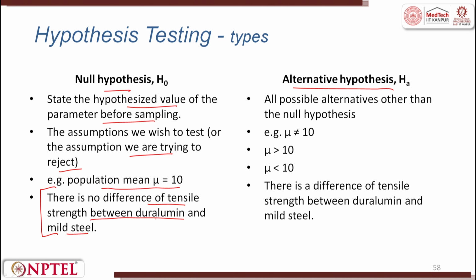Duralumin is an alloy of aluminium whose strength is equivalent to mild steel. The alternative hypothesis would be, whatever you have set in the null hypothesis, if it is not true, that means there is a difference. All possible alternatives other than the null hypothesis is the alternative hypothesis. For example, we say mu is not equal to 10, mu could be greater than 10, mu could be less than 10. Or the statement could be there is a difference of tensile strength between duralumin and mild steel.